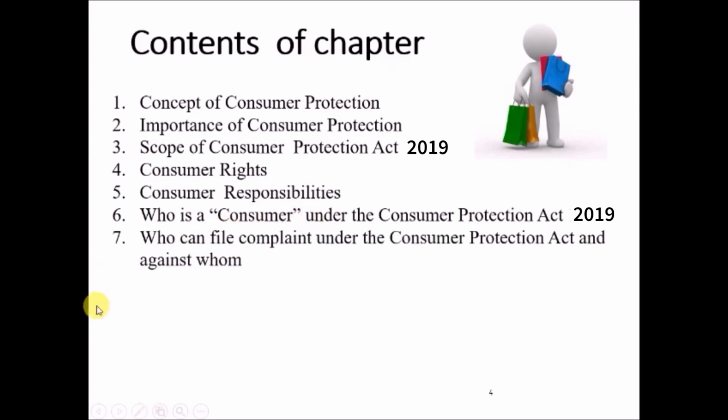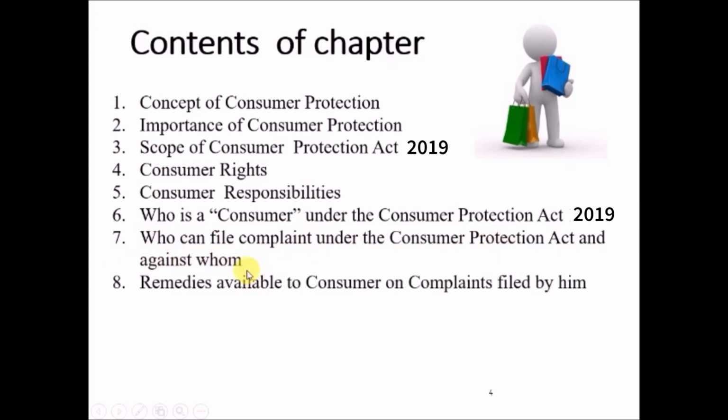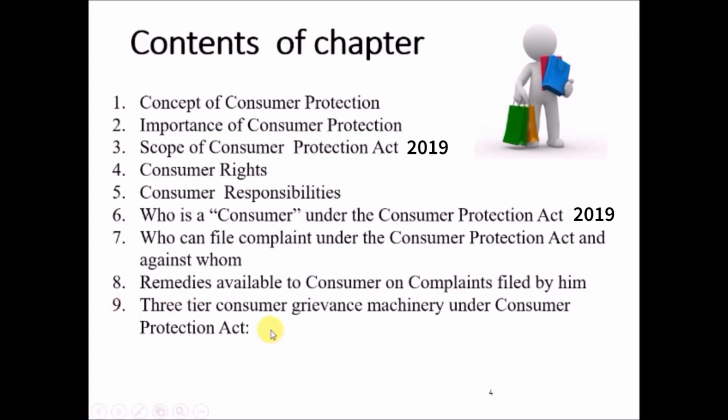Then next is who can file complaint under Consumer Protection Act and against whom. Then what are the remedies available to consumer on complaints filed by them. Then the three-tier consumer grievance machinery under Consumer Protection Act. And last is role of consumer organizations and NGOs. The full form of NGOs is non-government organization. So these are the things which we are going to cover in this chapter.